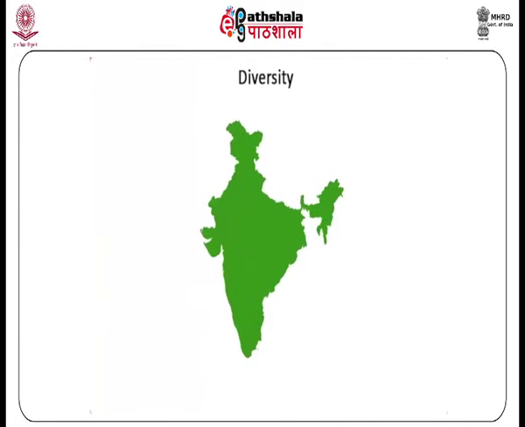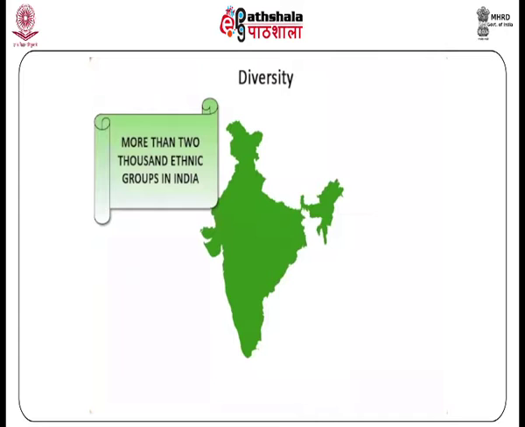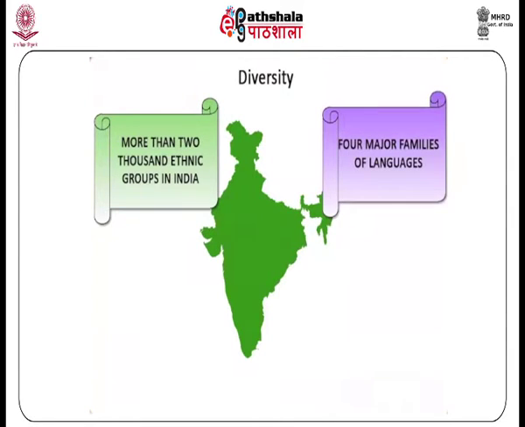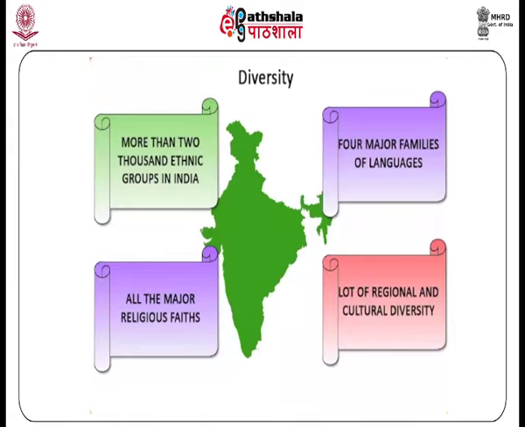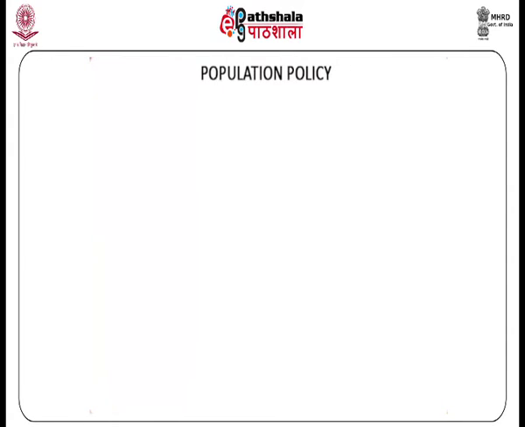Diversity. Indian population is characterized by much diversity. There are more than 2,000 ethnic groups in India, four major families of languages, and all the major religious faiths. There is also a lot of regional and cultural diversity. After getting the brief overview about the planning era, let us discuss the population policy in India in detail.